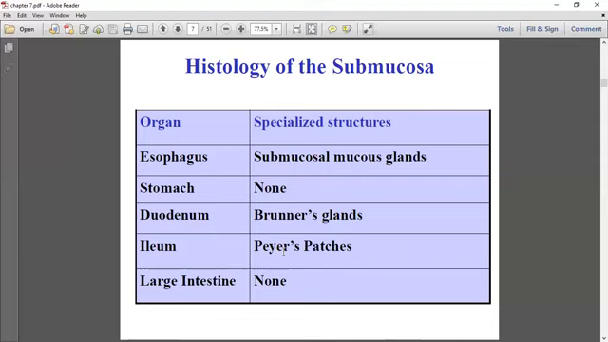Ileum contains clusters or aggregates of lymphocytes called Peyer's patches, which is lymphoid nodule, clusters of lymphocytes. Large intestine, any part of the large intestine, the submucosa, it's normal connective tissue. No specialized structure within the submucosa of the large intestine.